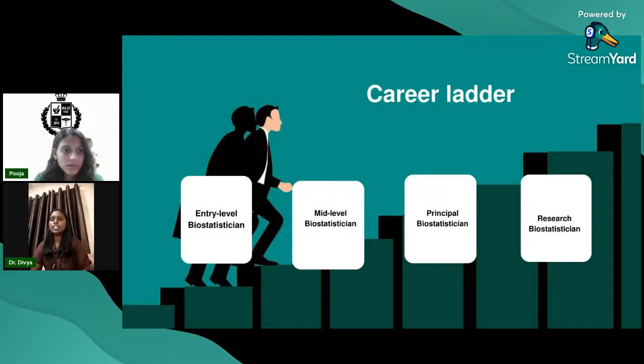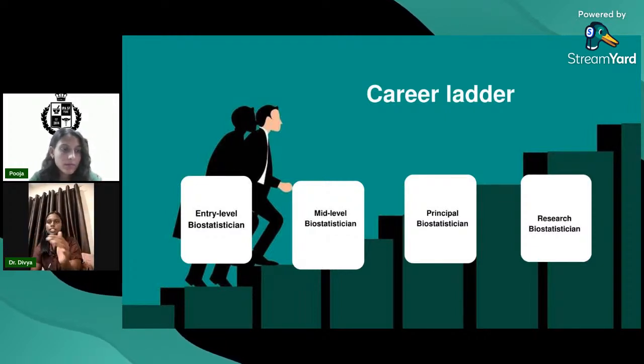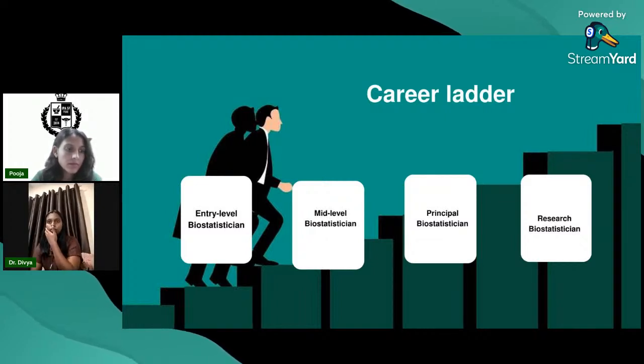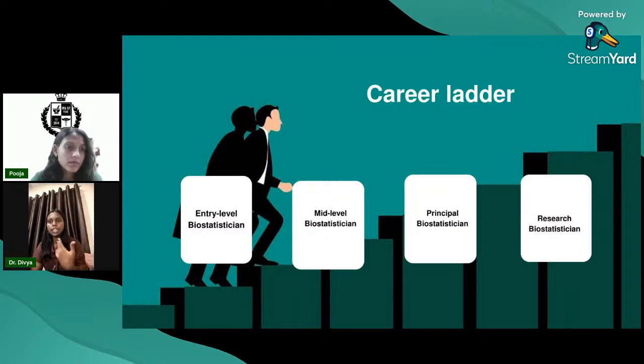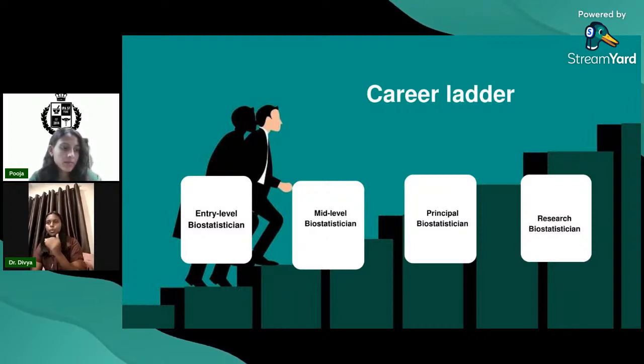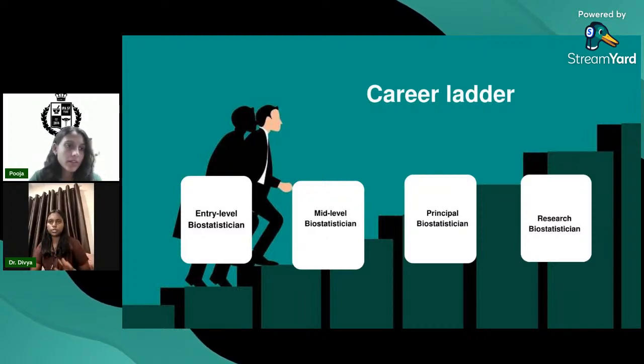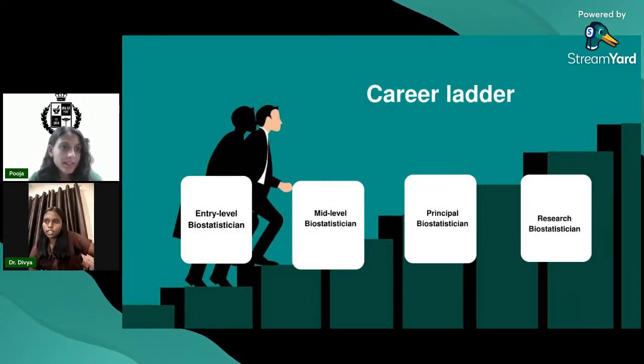So the career ladder is just for this domain. This career ladder is not actually a ladder. You can be placed into a project according to the type of project it is. You can be an entry level biostatistician, a mid level, a principal biostatistician, or a research biostatistician. So the post is generally dependent upon the type of project you are in. It is not a hierarchy actually.